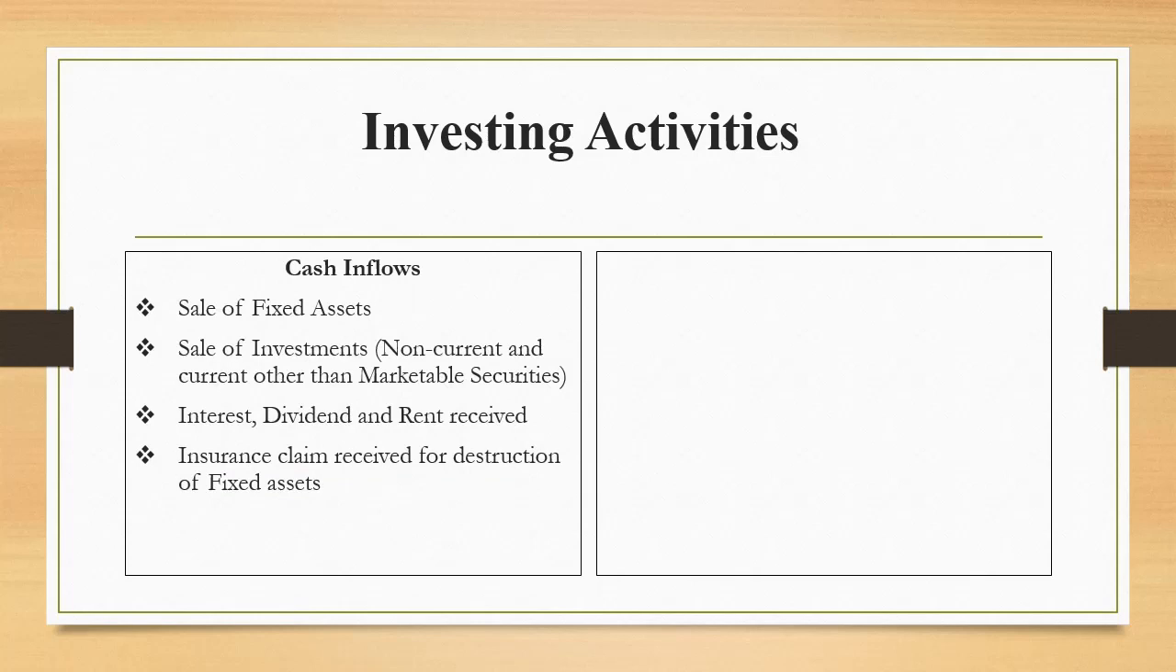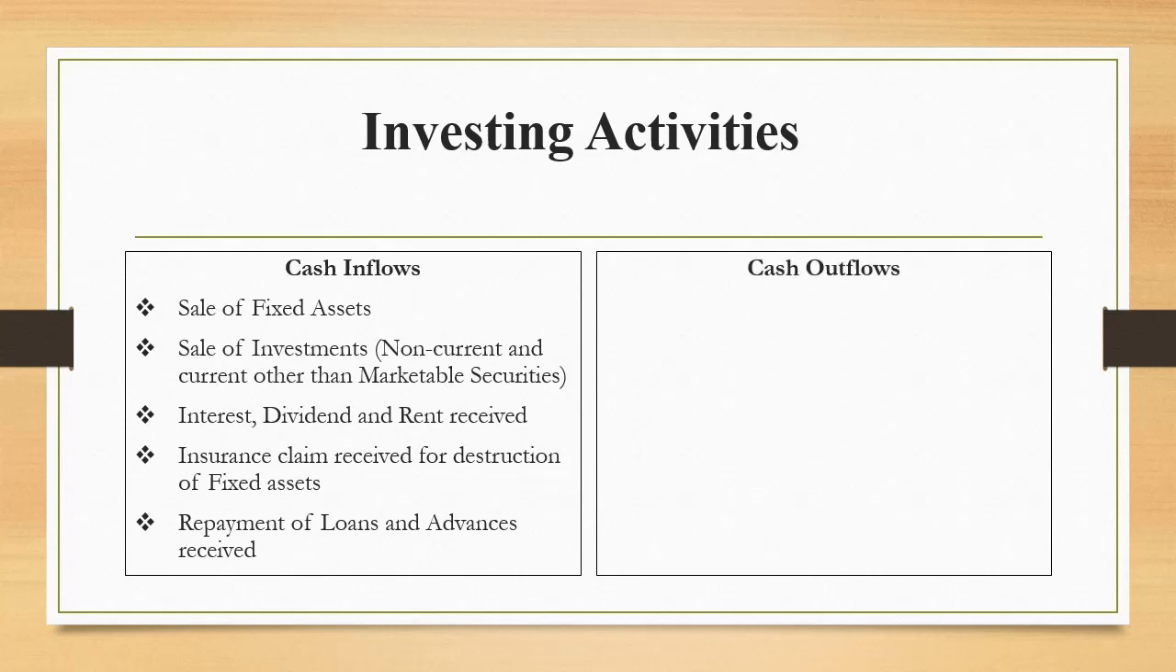Insurance claim received for destruction of fixed assets. Again a receipt. Fixed assets we are talking about, so it has to be investing activity. Repayment of loans and advances received. It is possible that as a company we have advanced a loan, so when you have received it back, it is going to be inflow under investing activity.